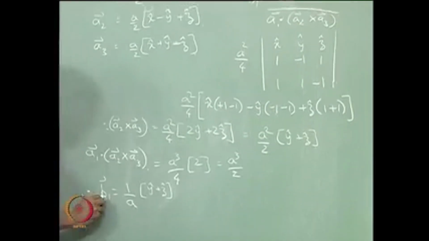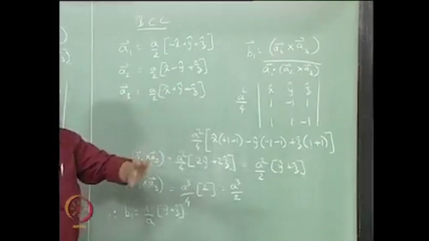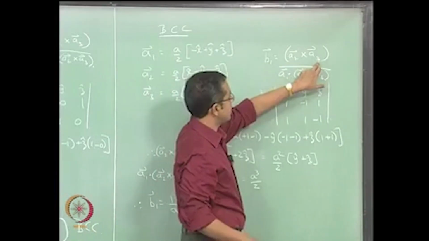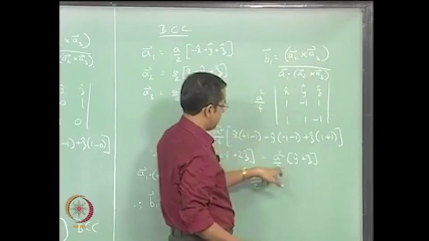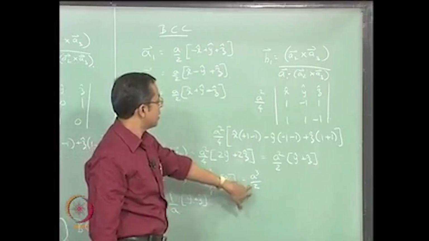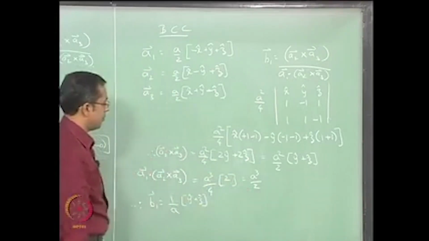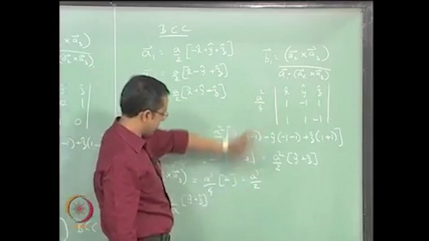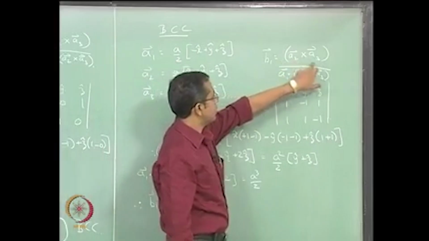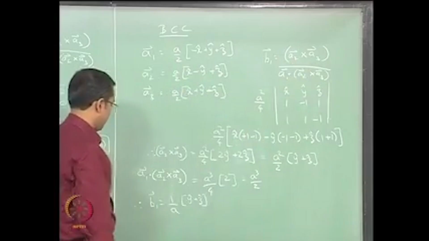You can simply carry out the calculation for B2 and B3 just the way we have described, except correspondingly these vectors will change. If you select B2, this will be A3 cross A1. The denominator will still come to the same thing, it does not really matter which way you do it, you will always get A cubed by 2. So the denominator is not going to change, only the numerator will change. For B2 you have to look at A3 cross A1, and for B3 you have to look at A1 cross A2. So if you do this you will get the answers.